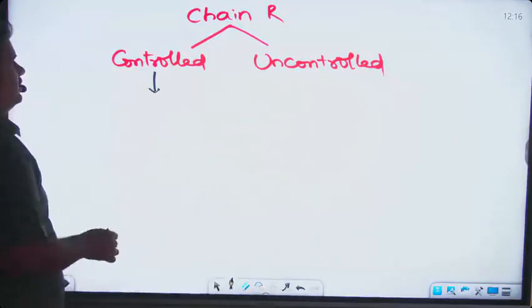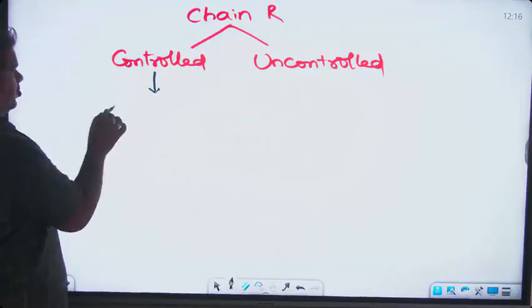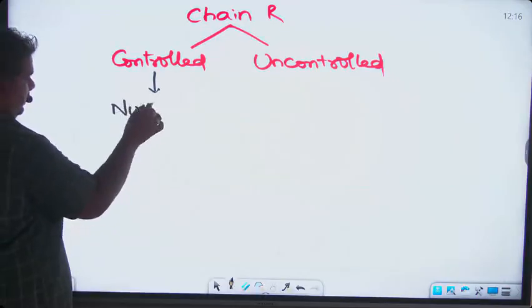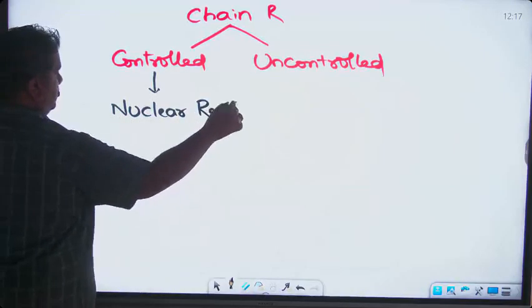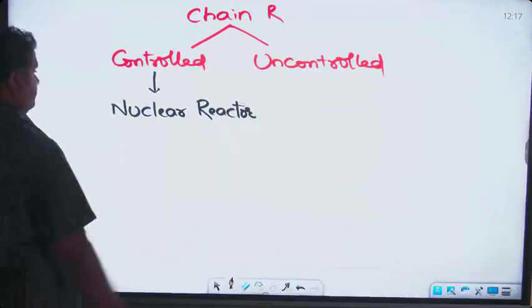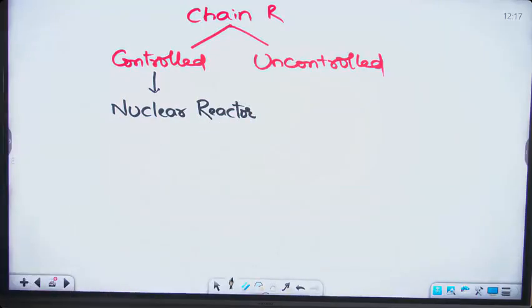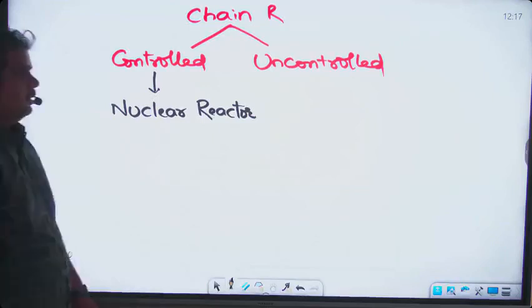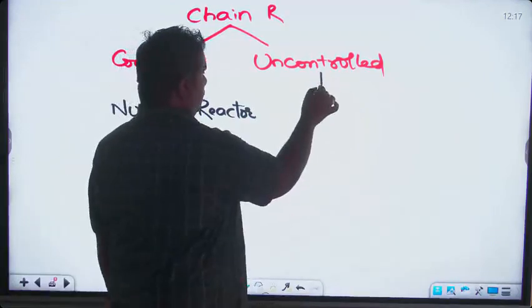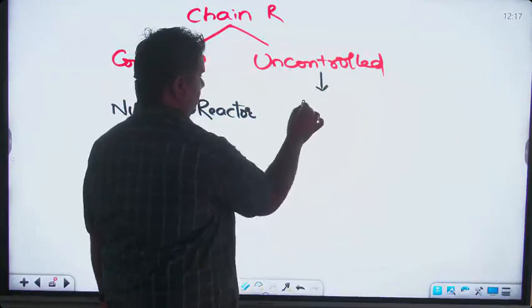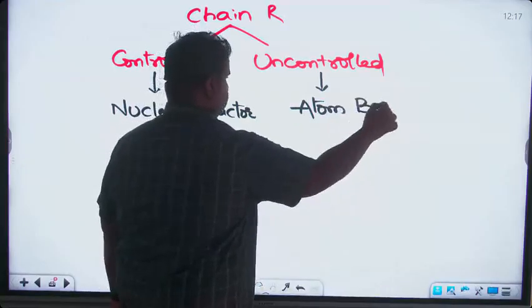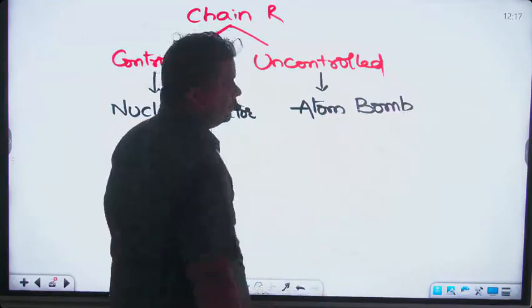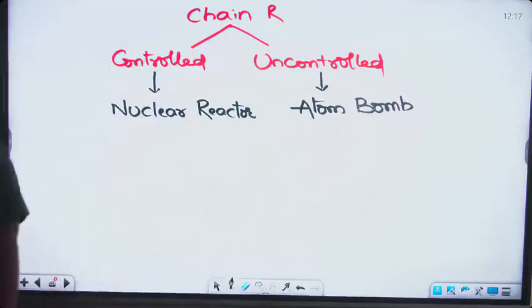Controlled chain reaction example: nuclear reactor. Uncontrolled chain reaction example: atom bomb. The previous question was, atom bomb is an example for uncontrolled chain reaction.